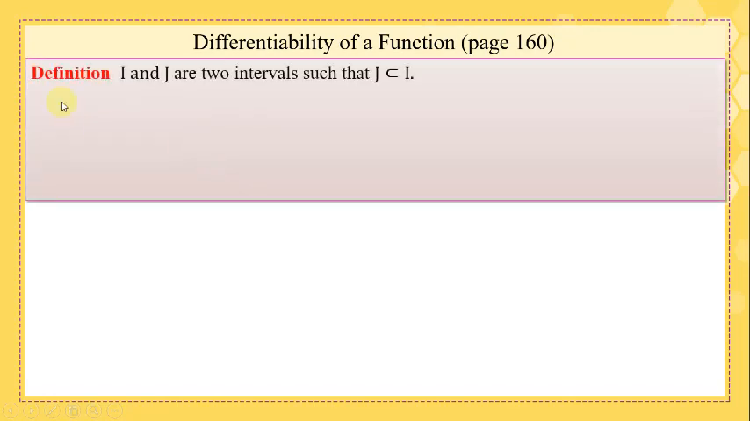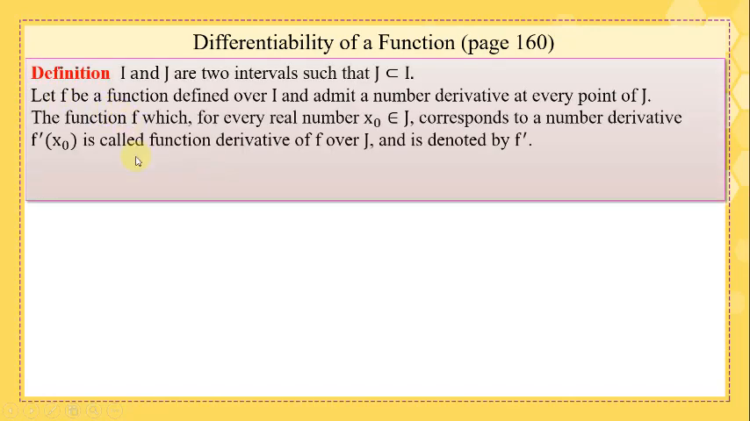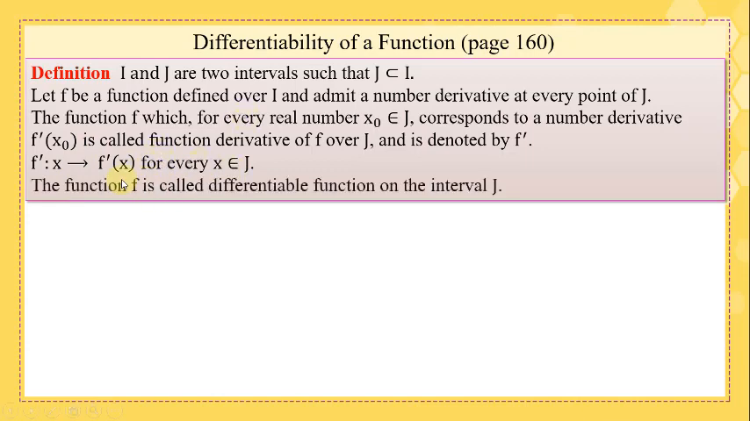Now, differentiability of a function, page 160. You can read the following definition that simply says, if the derivative f prime of x exists for every value of x in the domain, then we say that the function f is differentiable on the domain. But pay attention. I mean here that the domain of definition of the function derivative should be a subset of the domain of definition of the main function f.